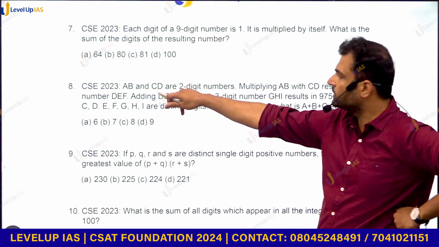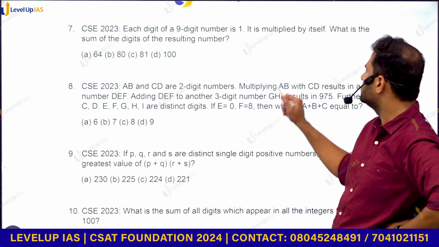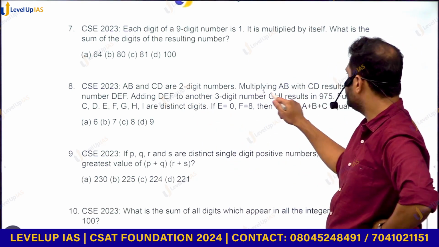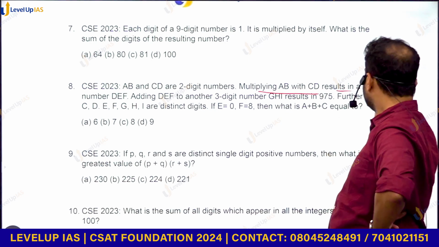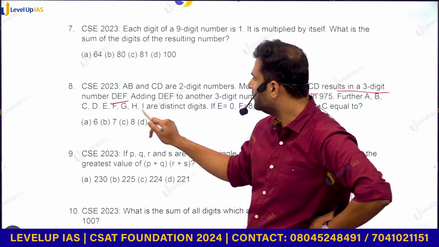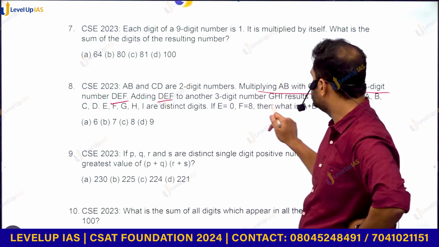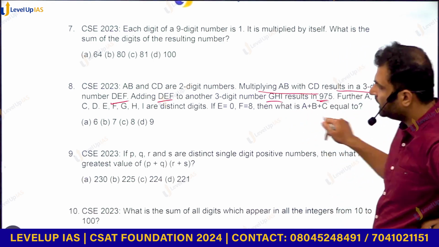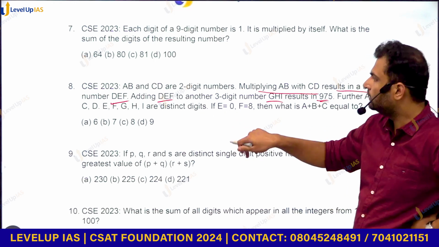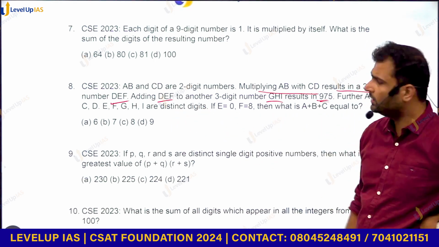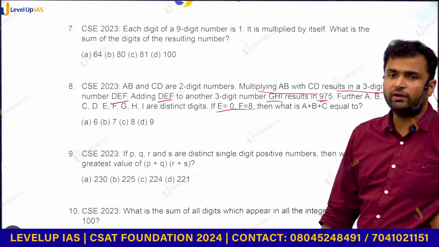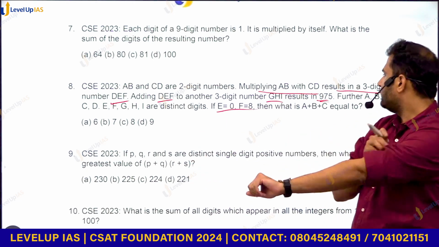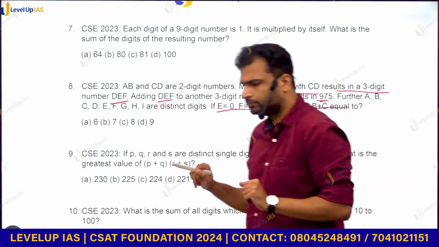We have two numbers, AB and CD, which are 2-digit numbers. We are multiplying AB with CD. We get a 3-digit number DEF, and adding DEF to another 3-digit number GHI, we get 975. We are given that all of A, B, C, D, E, F, G, H, I are distinct. Further, we are given that E and F are 0 and 8. And we are asked what is A plus B plus C.